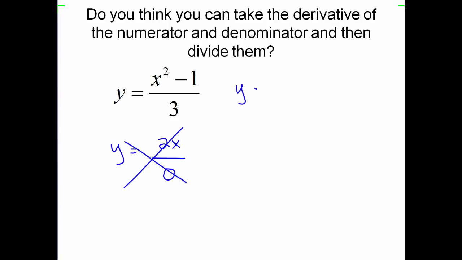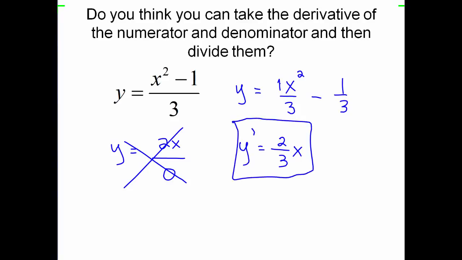Okay, what's the correct way to do this? Well, you should split this up so that it's x squared over 3 minus 1/3, right? So this is kind of like a 1 right here. So when you take the derivative of this using power rule, that's going to give you just what? 2/3 x, right? And then this is going to be basically 0. So the correct answer is this. So obviously you cannot take the derivative of the top and then take the derivative of the bottom, divide it, and expect to get the correct answer. So this is incorrect right here.